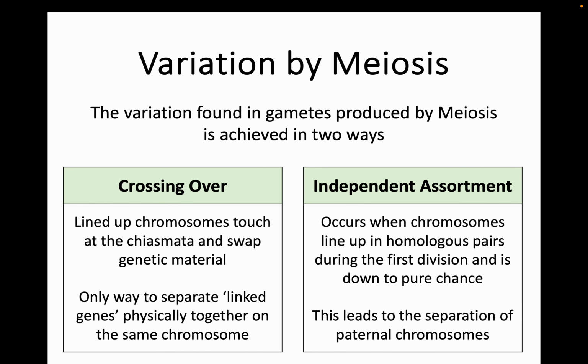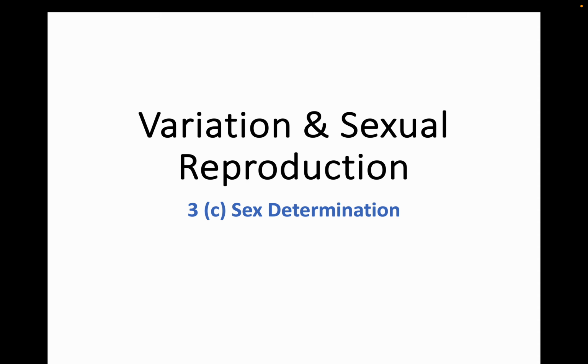Again, I've just put this as a little bit of a summary here, but the main idea is the two main ways in which variation is produced by meiosis is the crossing over stage, so the chiasmata, swapping those genes, separating linked genes within the chromosomes, and then that independent assortment when the chromosomes line up. And again, that's just random, it's down to chance, and that has a huge impact on what is produced at the end. And finally, we're on to part C, which is sex determination.